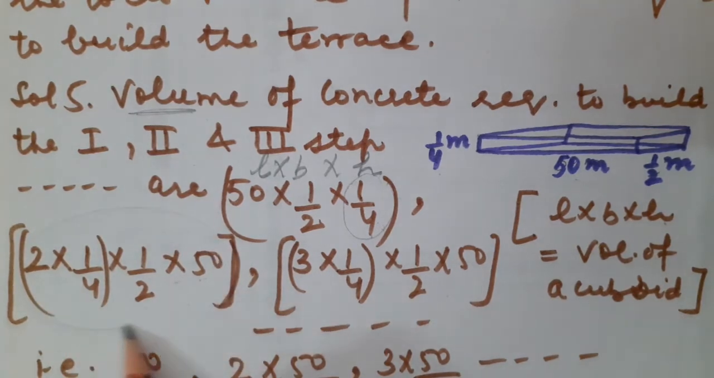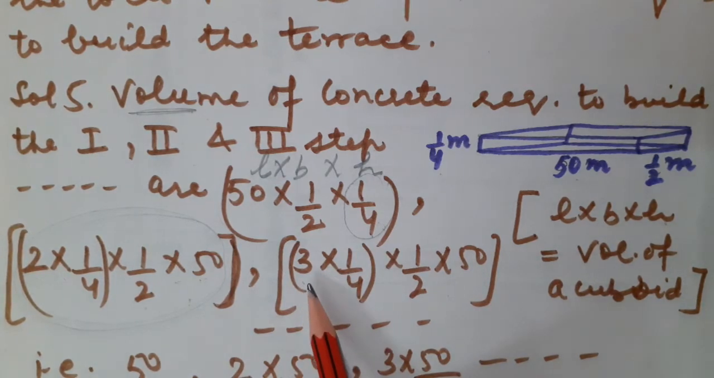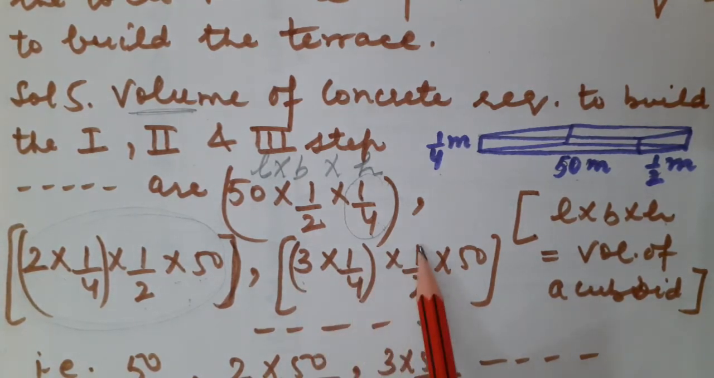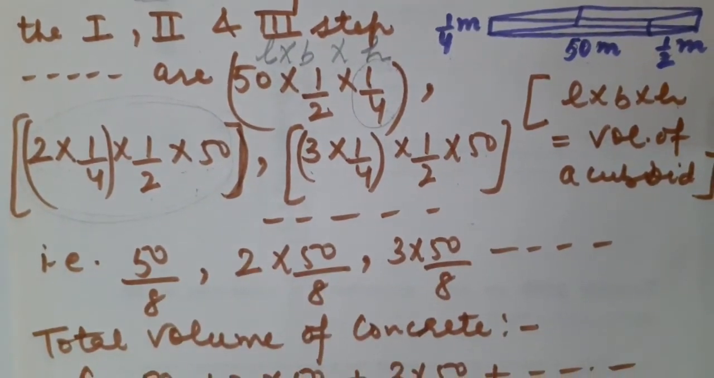Correct. This is basically the volume of the concrete for step number 2. Now let us reach step number 3. Again, as I told you, the height will be thrice. It would be 3 into 1/4 into 1/2 into 50 and so on. So let us simplify it. First of all, we are going to check whether it is forming an AP or not.